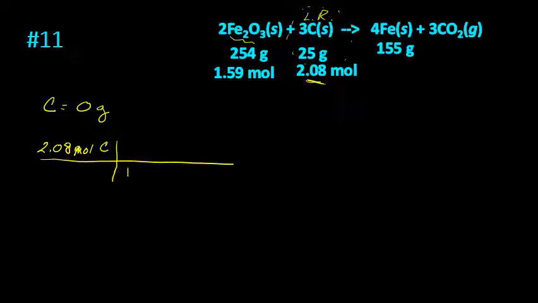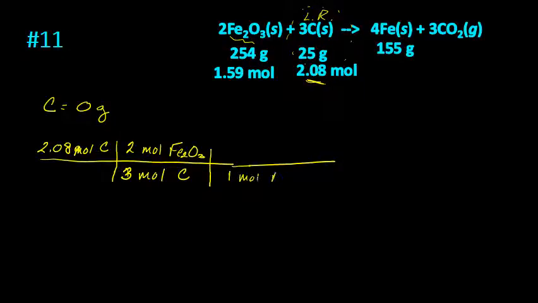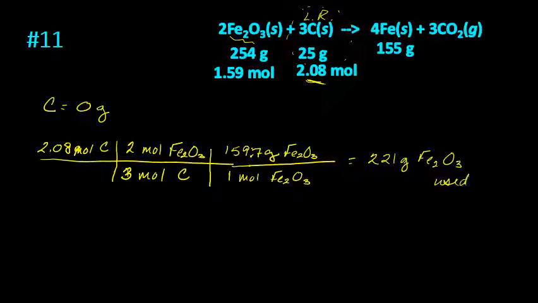All right, now there's 3 moles of carbon for every 2 moles of Fe2O3. And we know that 1 mole of Fe2O3 has 159.7 grams of Fe2O3. So let's find out how much iron 3 oxide was actually used in this reaction. So doing that, I find out that I have 221 grams of Fe2O3 that was actually used in this reaction.